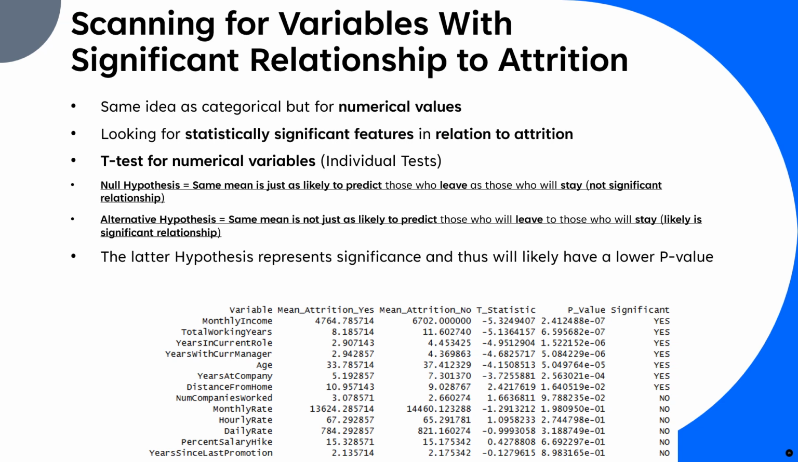So you can see I had the same thing, whether that variable has a significant independent relationship with attrition or not, and the p-value that coincides with that, how significant that relationship is.